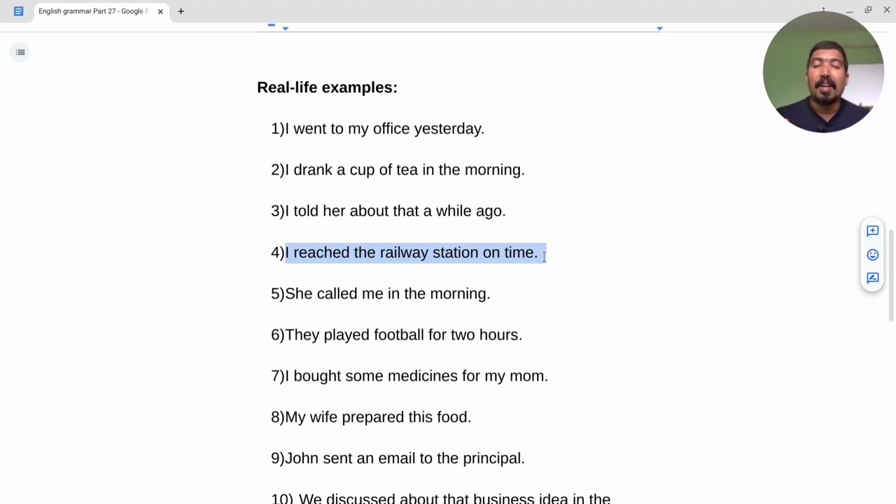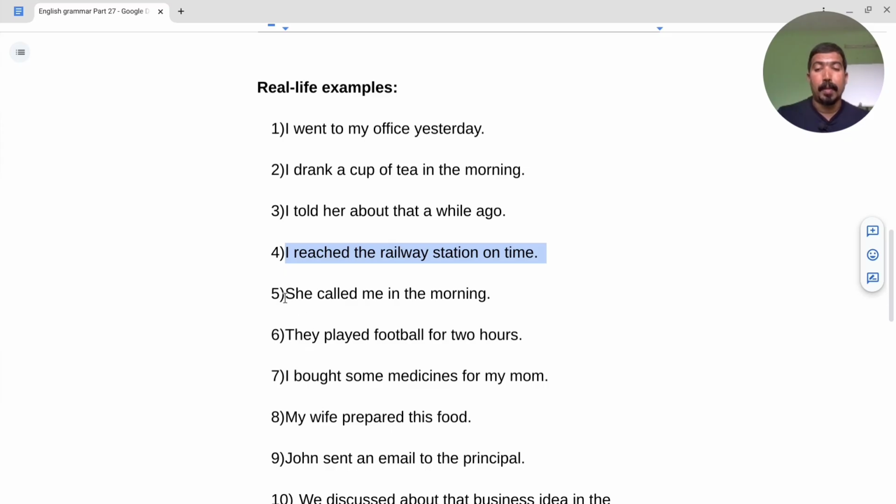Got it? I is the subject part. Reached is the past form of reach. Reach, reached. Got it? Reached is the past form. Railway station is the object part. I reached the railway station on time. Reach, reached. That is the past form.